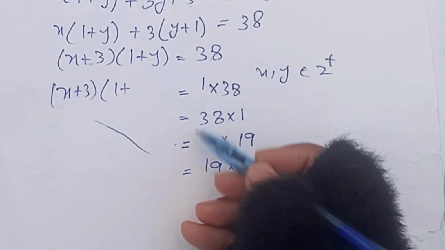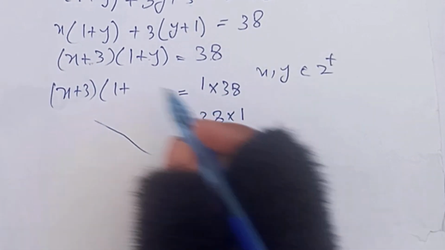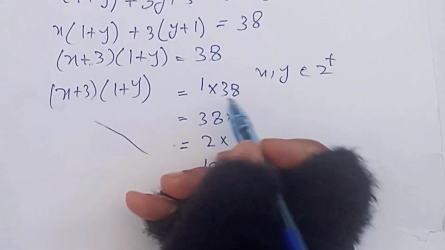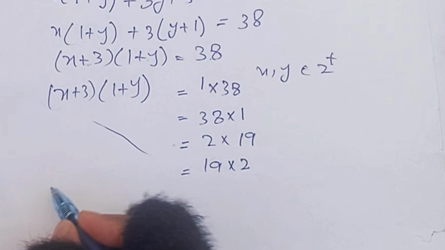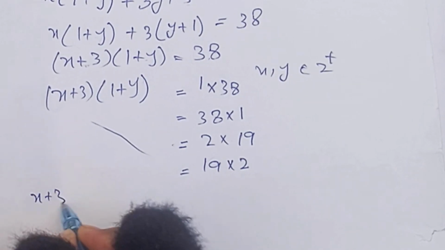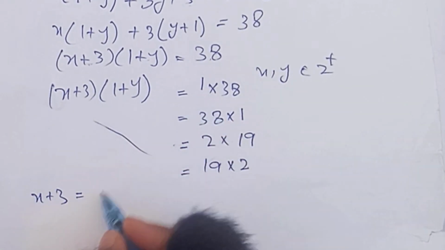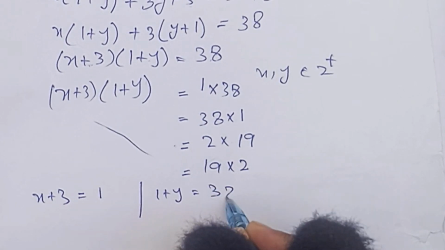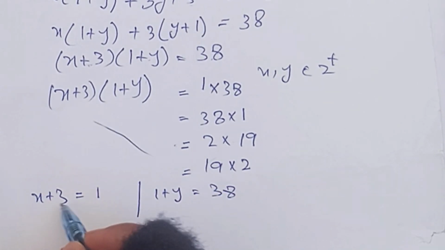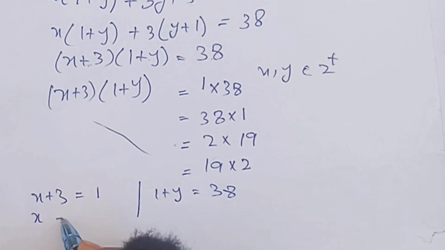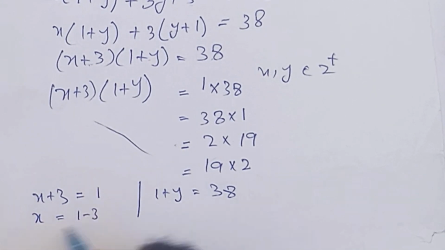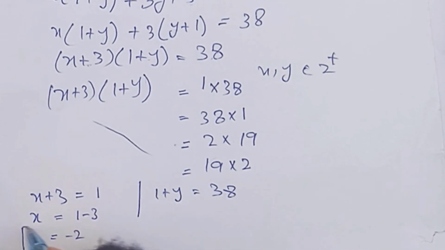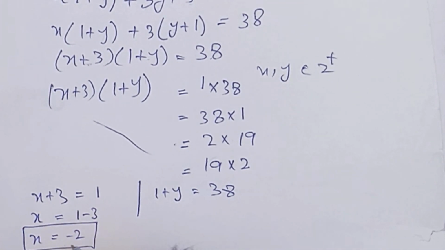Now we check all the factors one by one. So the left hand side is x plus 3 multiplied by 1 plus y. So look at the first factor. This implies that x plus 3 is equal to 1, and 1 plus y is equal to 38. Now look at this. If we subtract a 3 on both sides, then this is 1 minus 3. So x is equal to 1 minus 3, which is minus 2. Now this is the value of x, which is minus 2.